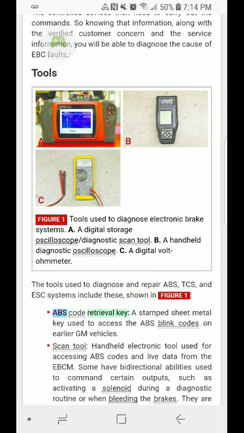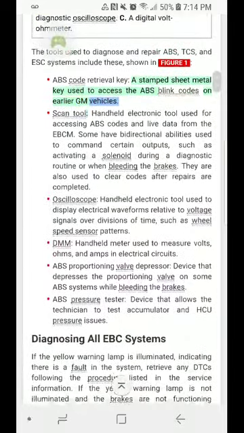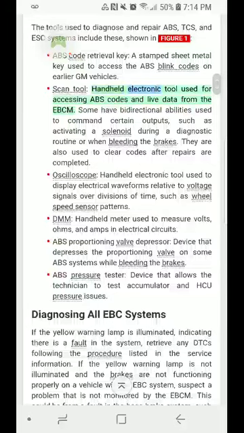The tools used to diagnose and repair ABS, TCS, and ESC systems include these, shown in Figure 1. ABS code retrieval key: a stamped sheet metal key used to access the ABS blink codes on earlier GM vehicles. Scan tool: handheld electronic tool used for accessing ABS codes and live data from the EBCM. Some have bidirectional abilities used to command certain outputs, such as activating a solenoid during a diagnostic routine or when bleeding the brakes. They are also used to clear codes after repairs are completed.